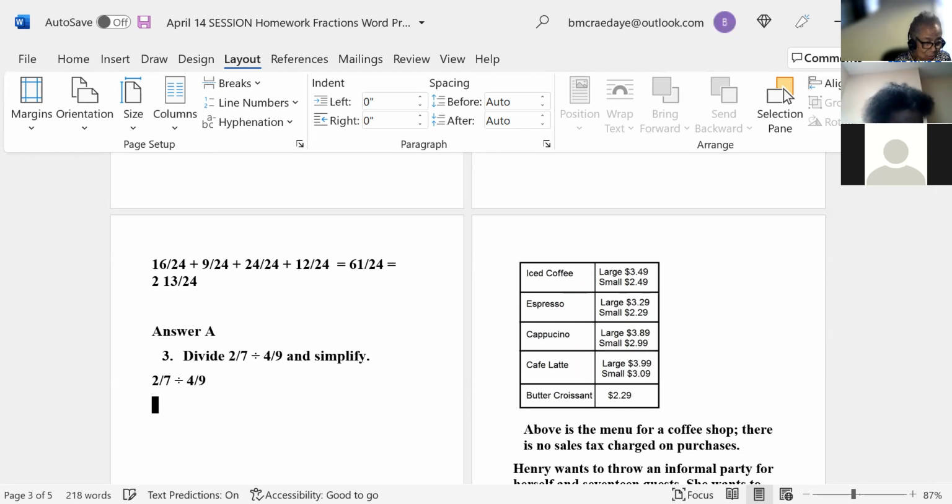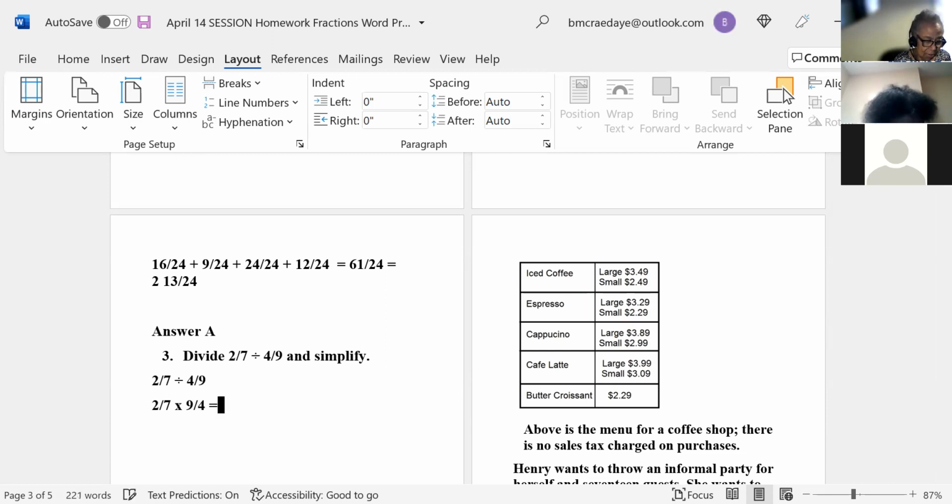So let's just do what you just said, 2/7. Just remember, division becomes a multiplication, right? So 2/7 times, and you said you flip it, so this would be 9/4. So flip the divisor and multiply. Division becomes a multiplication. Now, Maureen, what do you get when you do that?